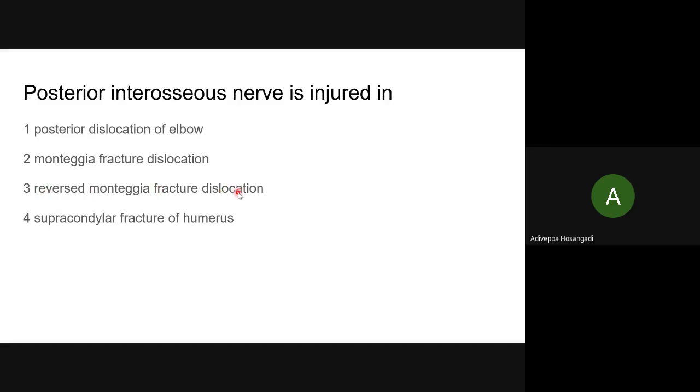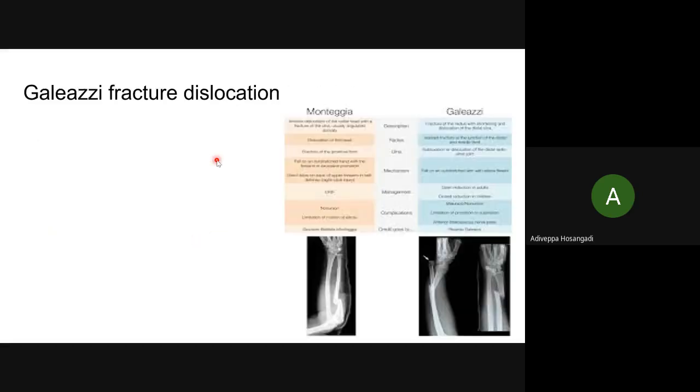Reversed Monteggia is nothing but a Galeazzi fracture, it is called a reverse Monteggia. Remember that. Supracondylar, of course, there is more commonly ulnar nerve involvement. Galeazzi fracture, okay. The slide is not clear. I wanted to help you in comparing both Monteggia and Galeazzi, but anyway, this slide you cannot make out much. Remember, ulna proximally is Monteggia, distal radius is Galeazzi.